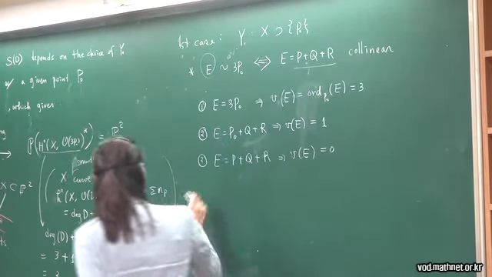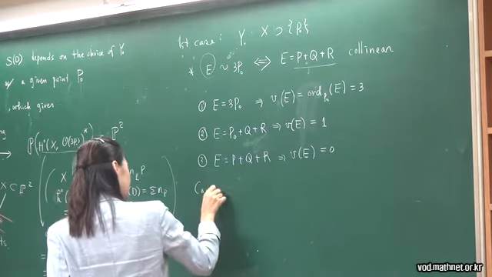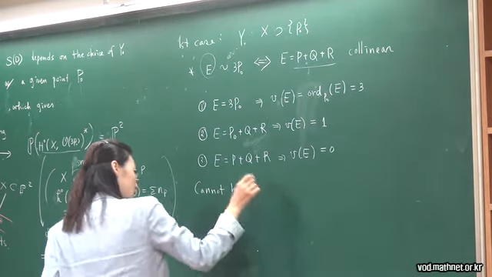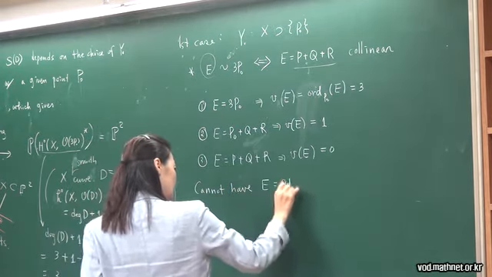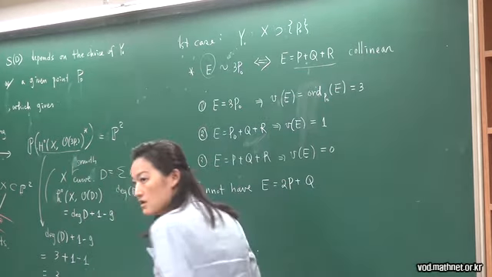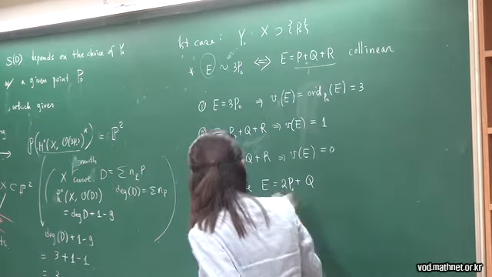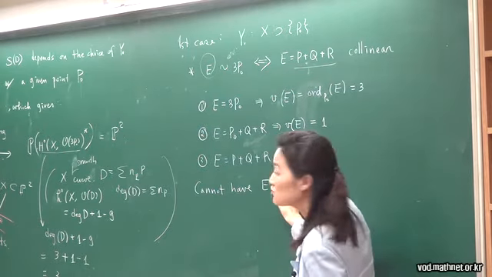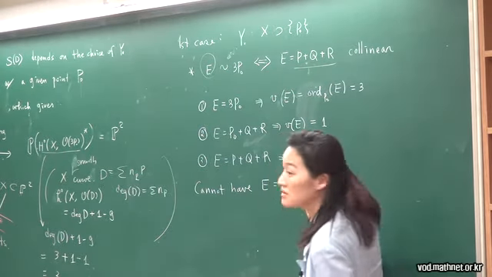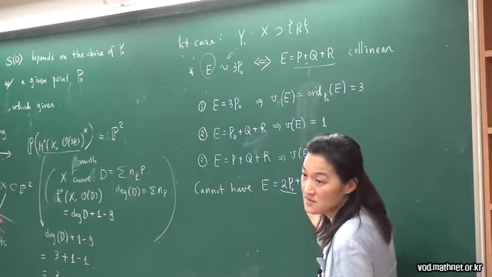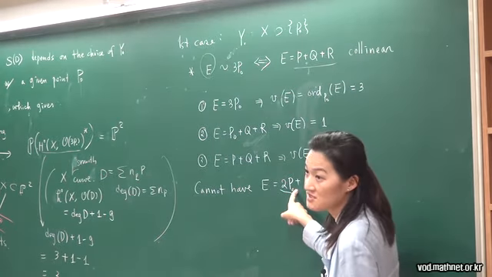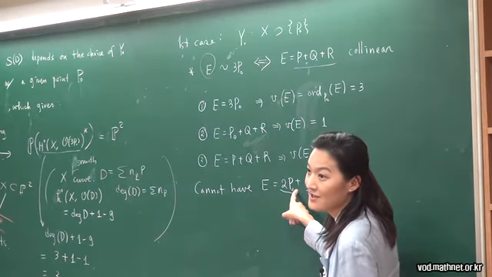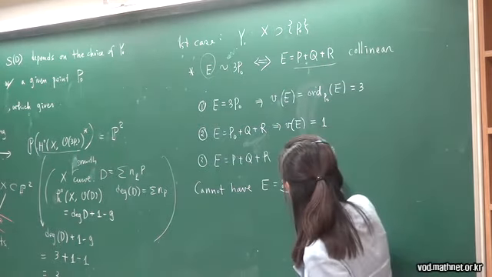And please, we cannot have E is 2P naught plus Q. It means there is a line which is tangent to P naught and intersects with another point, and that's impossible because P naught is an inflection point. So you cannot have 2.